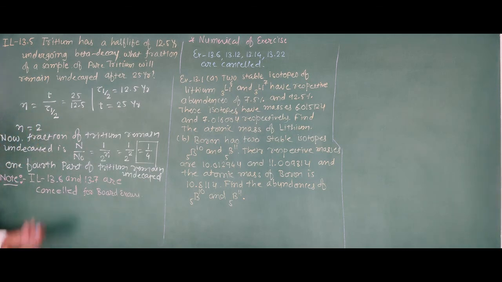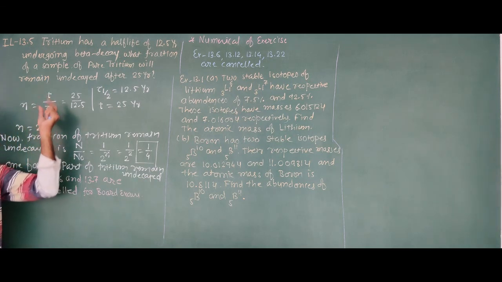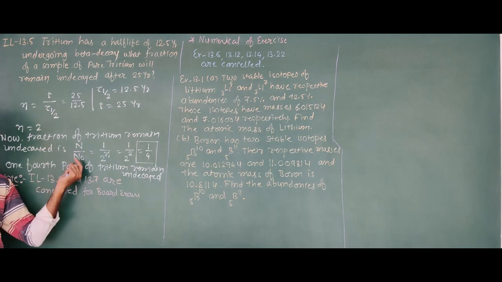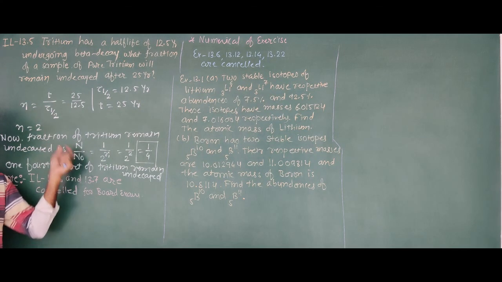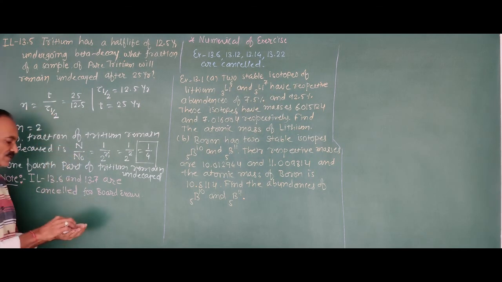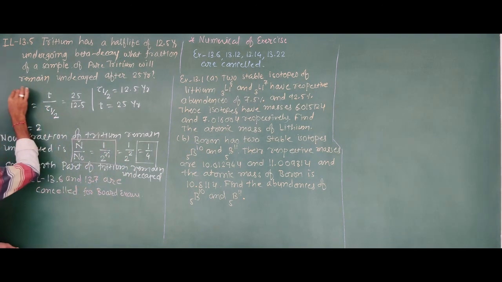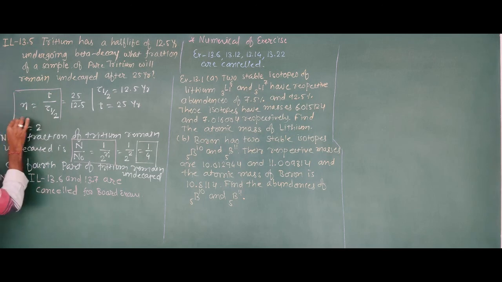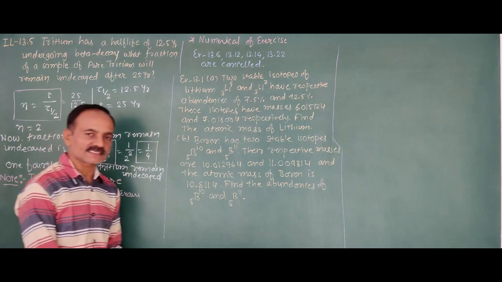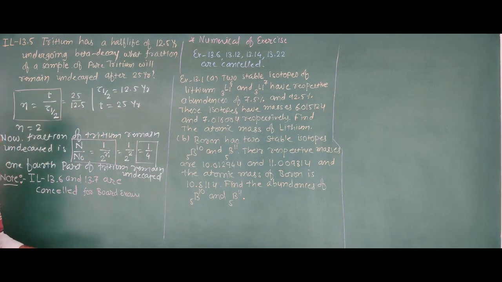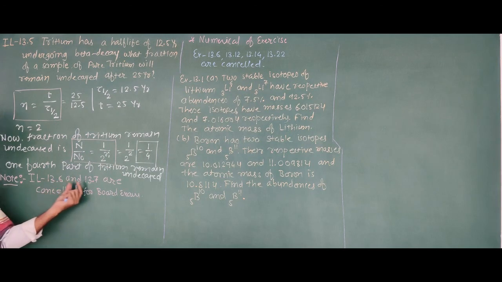Clear? So very easy, and also this numerical, this equation we have not studied in the theory portion. For that purpose, keep in mind these two equations. That is the most important equation. That is helpful in MCQ type questions and also numericals. While 13.6 and 13.7 are cancelled for board exam.